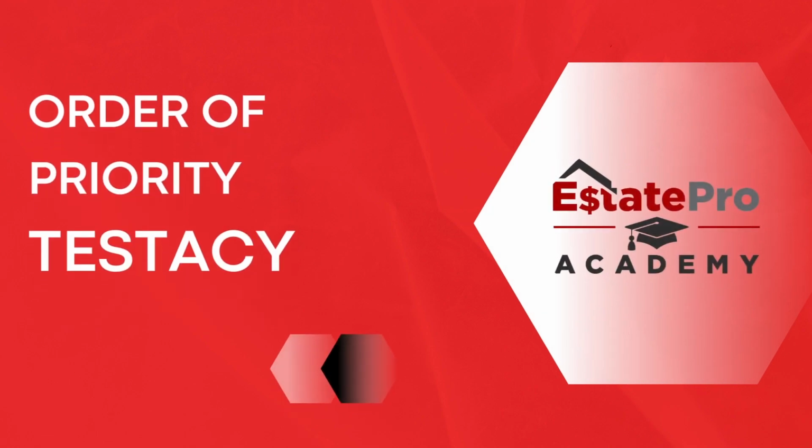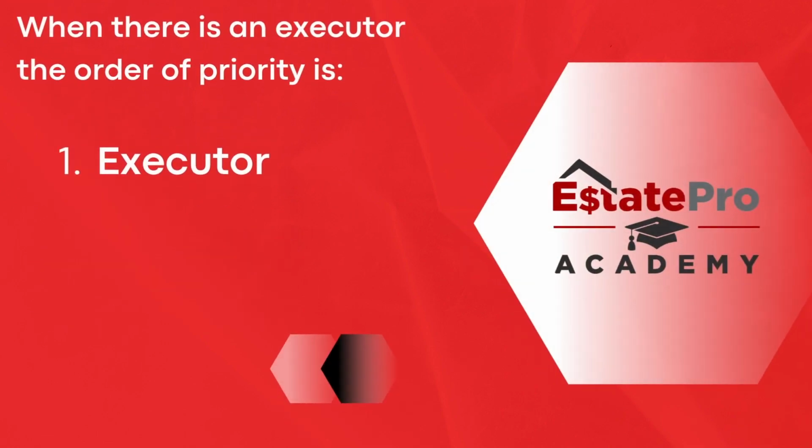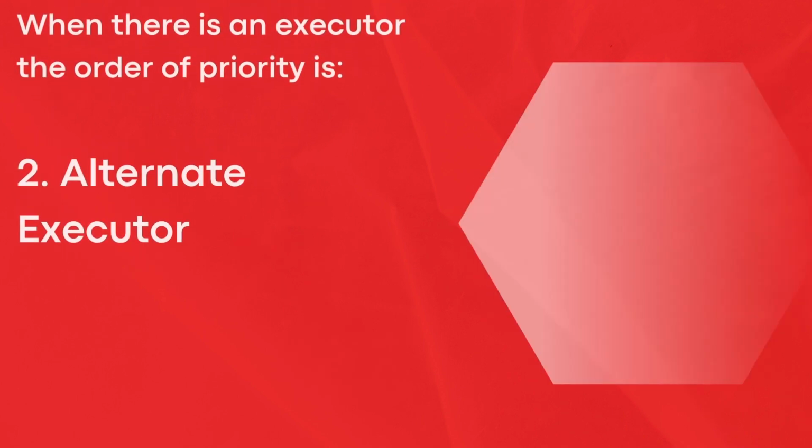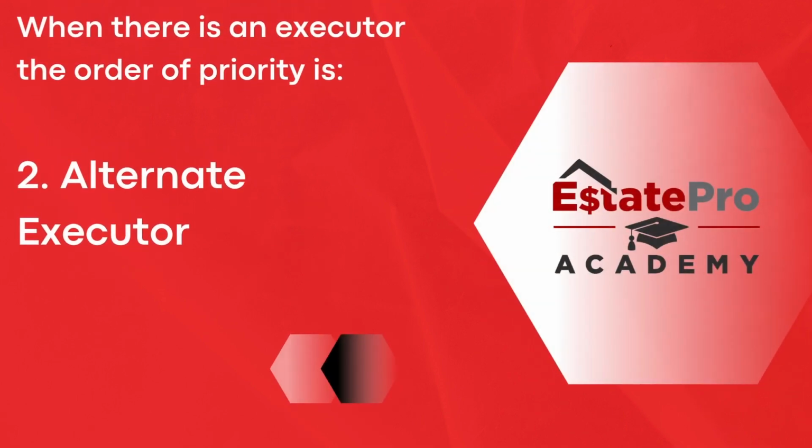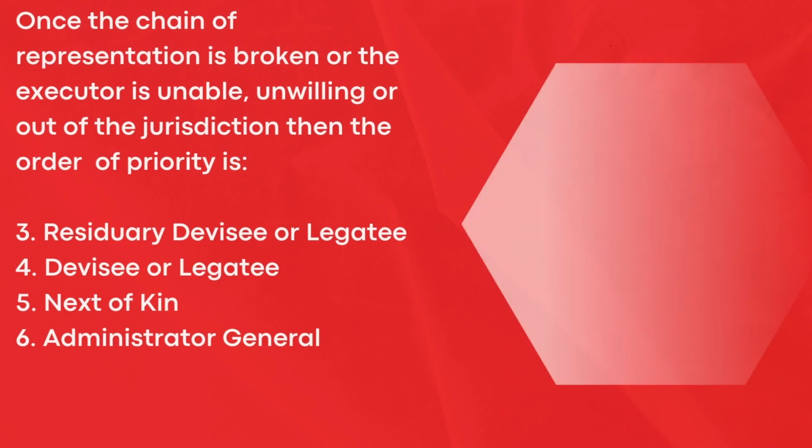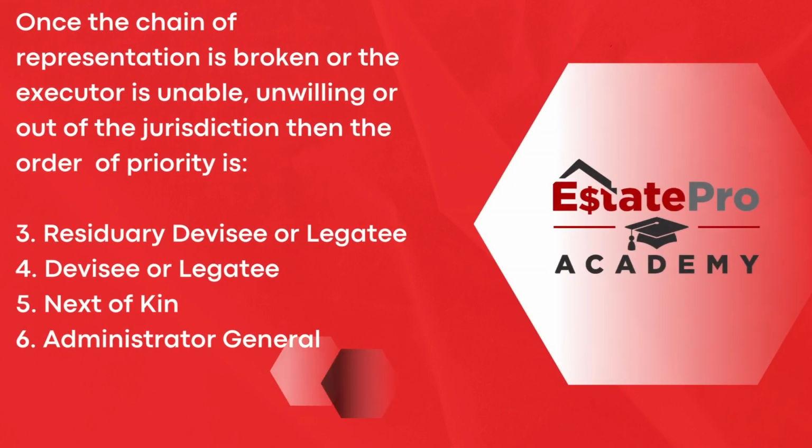So let's do a quick recap on the order of priority for testacy. First, it's the executor, then it's the alternate executor. Once the chain of representation is broken or the executor is unable or out of the jurisdiction, then it is a residuary devisee or legatee, then a devisee or legatee, then the next of kin, and finally the Administrator General.